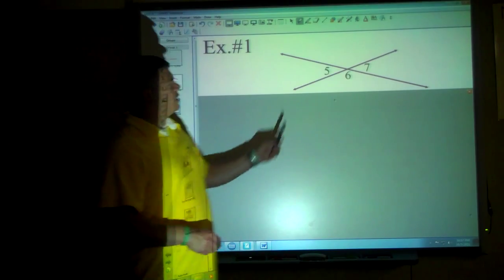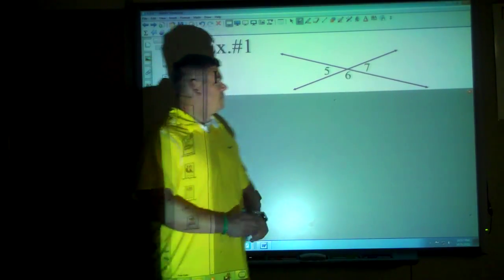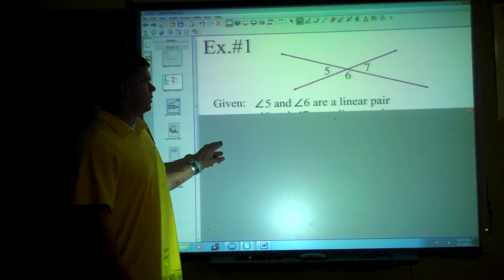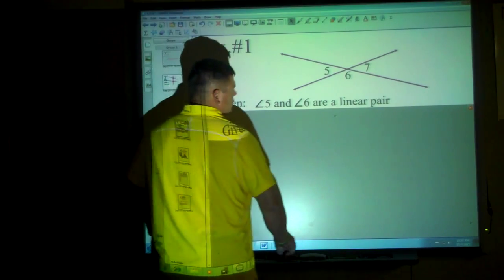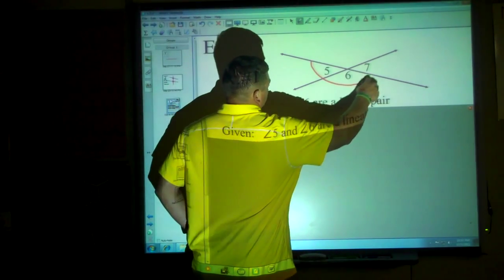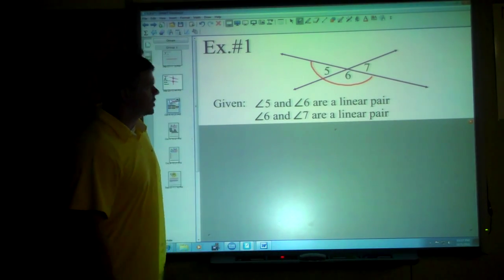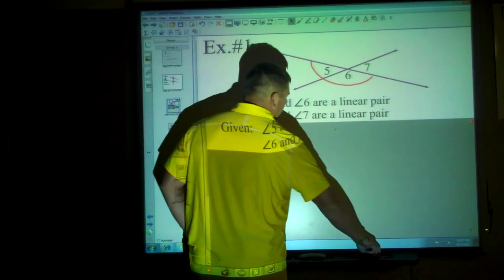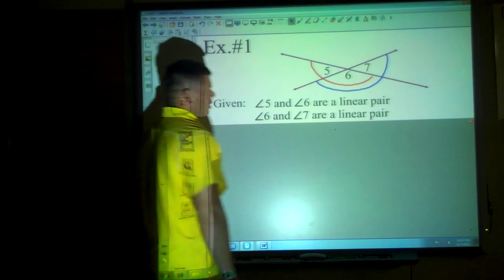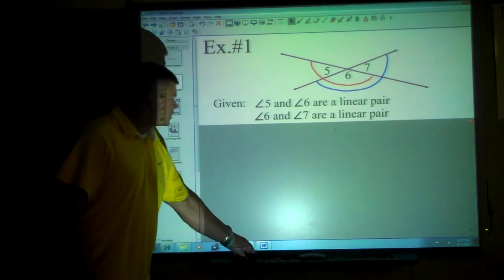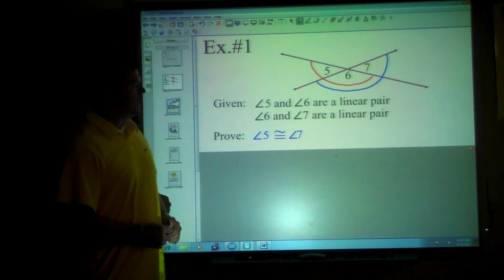Given these two intersecting lines and labeling the angles 5, 6, and 7, we have this given information. We know that angle 5 and angle 6 are a linear pair. So if they're a linear pair, we're talking about those angles right there. We also know that 6 and 7 are a linear pair, which means these two are a linear pair. And from this, we would like to prove that angle 5 is congruent to angle 7.